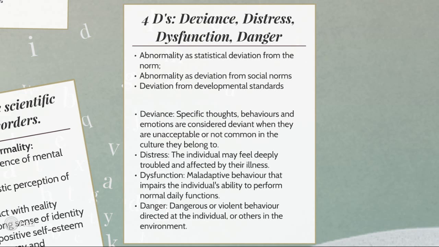Deviance. This term describes the idea that specific thoughts, behaviors and emotions are considered deviant when they are unacceptable or not common in society. We define an individual's actions as deviant or abnormal when their behavior is deemed unacceptable by the culture they belong to. Distress. This is negative feelings by the individual with the disorder. They may feel deeply troubled and affected by their illness.